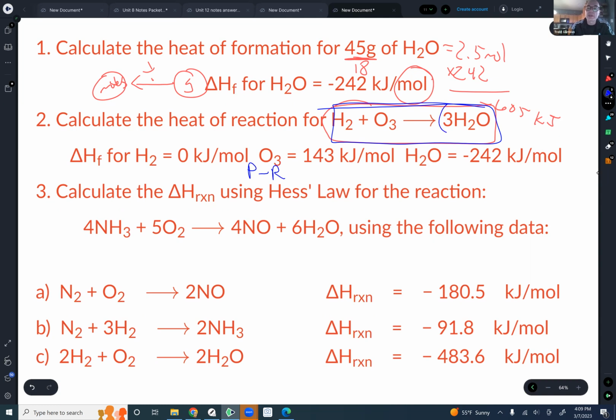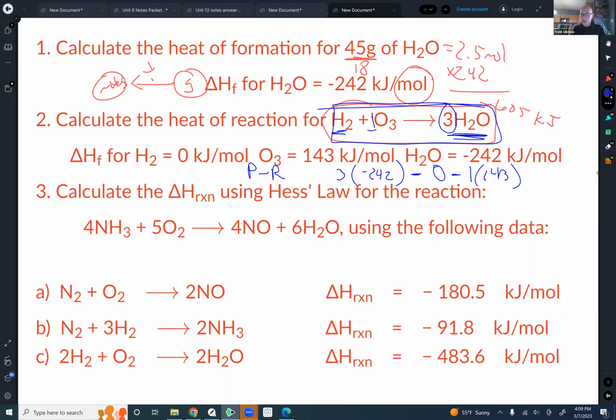So we start with 3 times the heat of formation for water, which we just used, 242. So that's my products right there. Now we're going to subtract from that the heat of formation for the reactants. Well, it's 0 for the hydrogen, minus 1 times 143 for the oxygen. Now, I don't need to put the 1 in there, but that's an unwritten coefficient 1 that's right there.